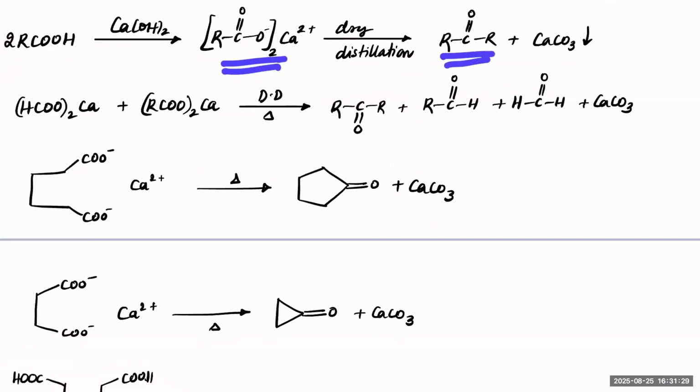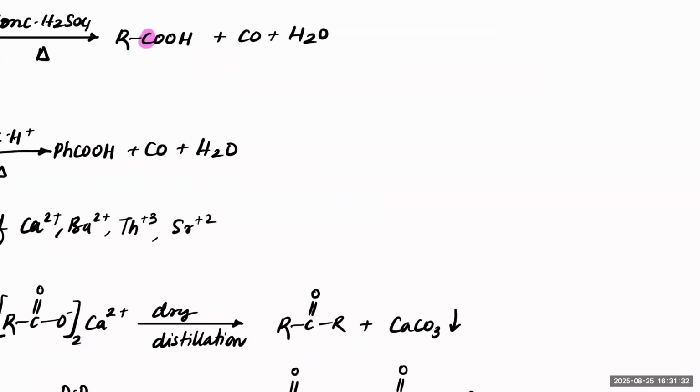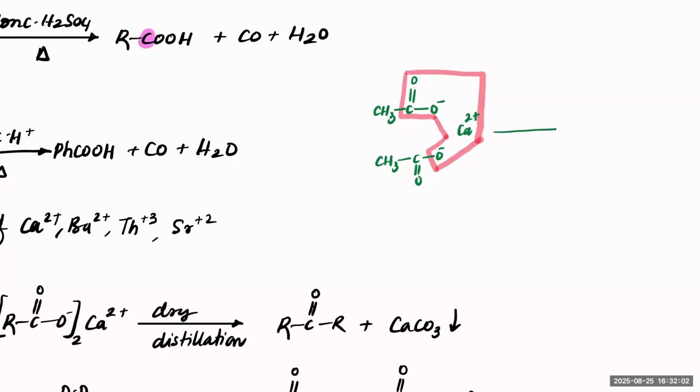Now, how does this work? Let me show you the mechanism here. Suppose I have something like R-CH3-C=O-, CH3-C=O-, and calcium 2+. Then we have this carbon dioxide and this calcium oxide. Both of them will connect with each other on heating and convert themselves into calcium carbonate.